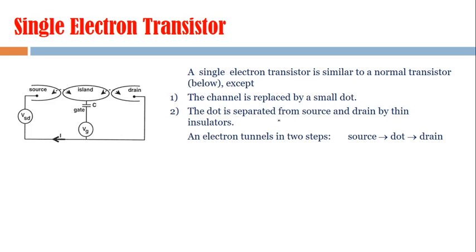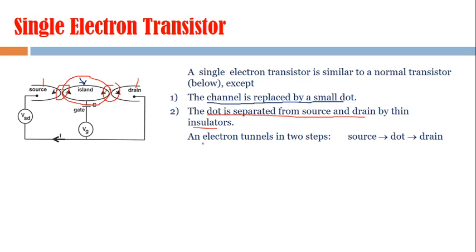Now a single electron transistor is similar to a normal transistor, but there are some special things in it. One important thing is that the channel is replaced by a small dot. You can see here, this island is a small dot, and this dot is replacing the channel. There is a source here and a drain here, but this small island replaces the channel, and this dot is separated from source and drain by a thin insulator. These portions separate the island, or dot, from source and drain with the help of an insulator.